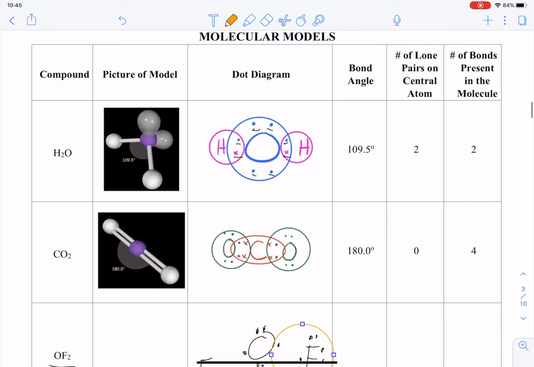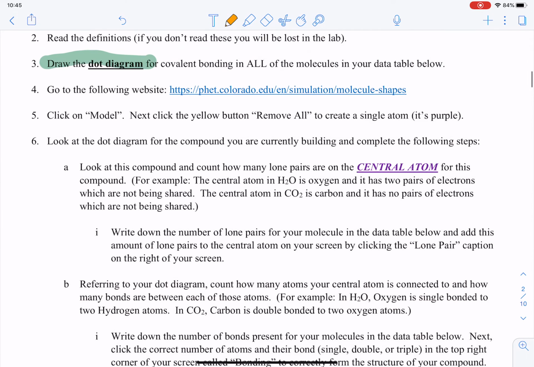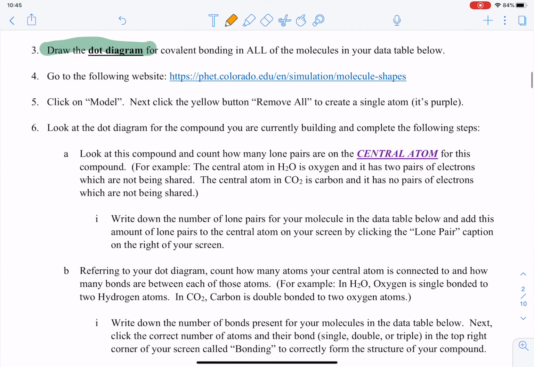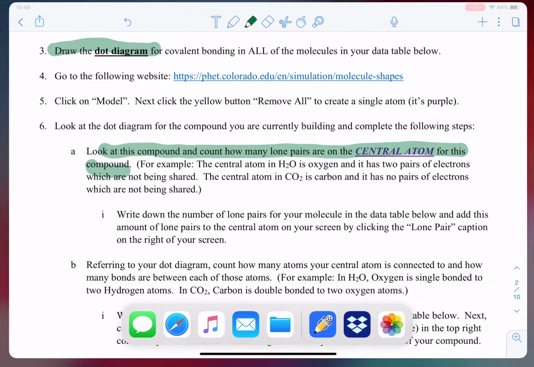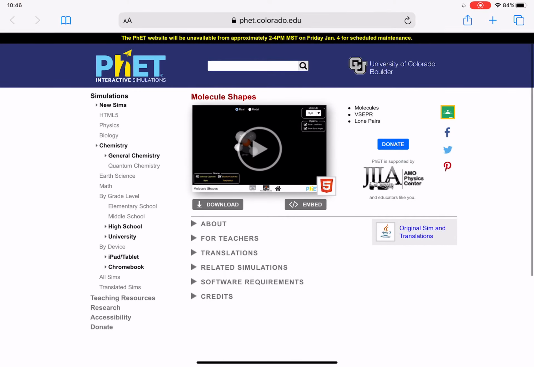So now that you have the dot diagrams drawn, we want to be able to answer these questions over here. Okay, and if we go to the directions up top, we take a look at number 6. Look at the compound and count how many lone pairs are on the central atom for this compound. To do this also, we are going to need to open up the PhET simulation. So if you click on that link and open it in Safari, it'll take you to this website. Go ahead and open it up.